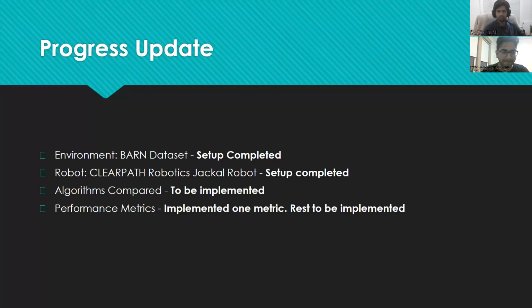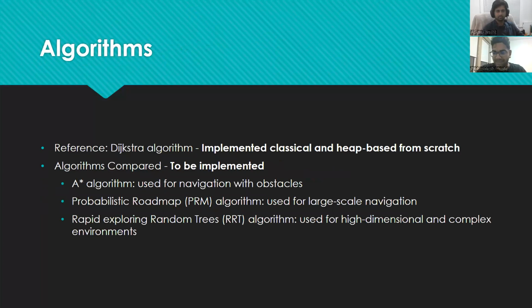As I've said earlier, regarding the implementation of algorithms, the Dijkstra algorithm, both classical and heap-based, has been implemented from scratch, as it is our reference algorithm. Regarding the rest of the algorithms, we have A star, PRM, and RRT, which are yet to be implemented, but will be implemented shortly.